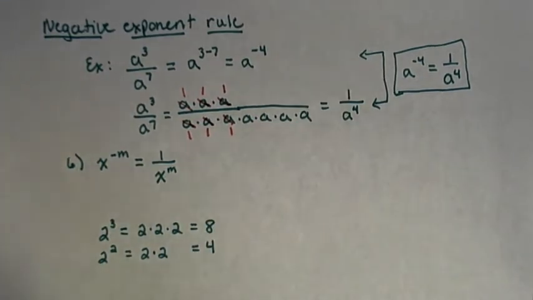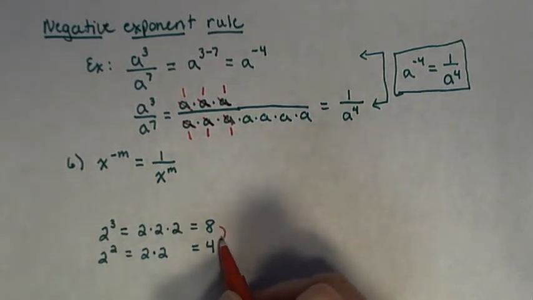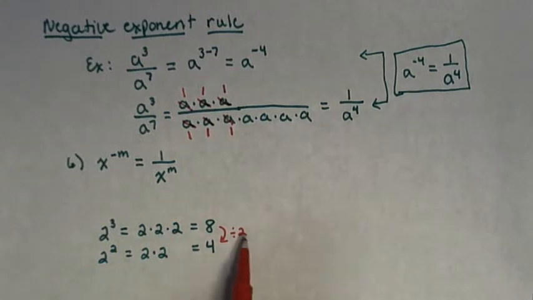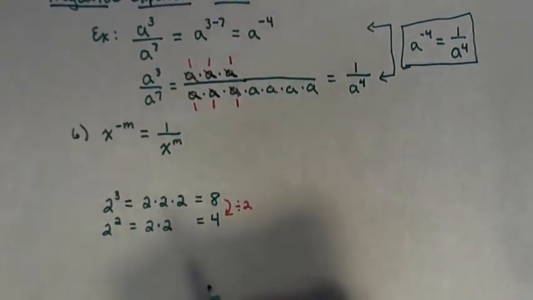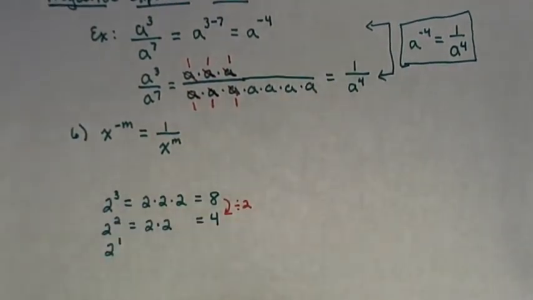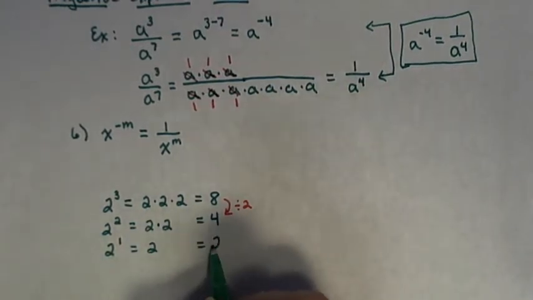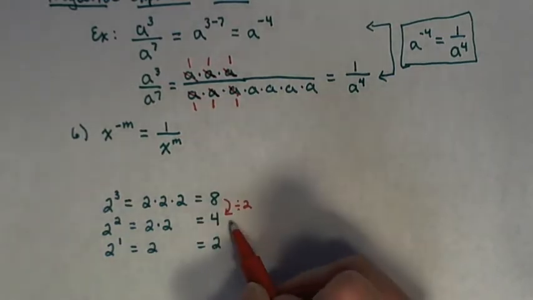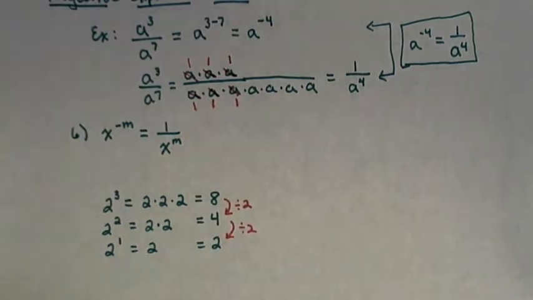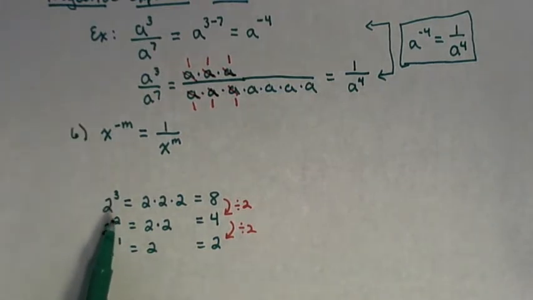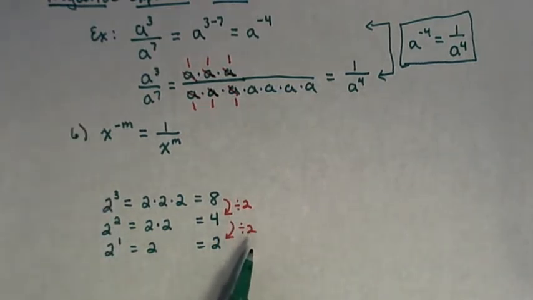Now notice that as this exponent went down by 1, the 8 and the 4 is simply 8 divided by 2. I have 1 less 2, so I can think of this as 8 divided by 2. Let's keep going. Suppose I have 2 to the 1st. Well, 2 to the 1st is a single 2, which is 2. Notice again that 4 divided by 2. Each time I decrease the exponent by 1, I'm dividing by 2 on the other side. I get 2. So now let's take a look at 2 to the 0.